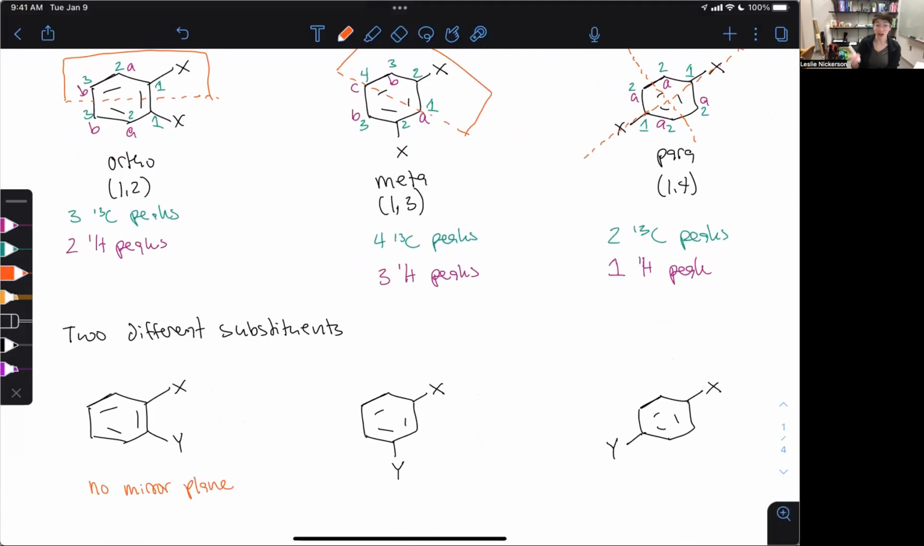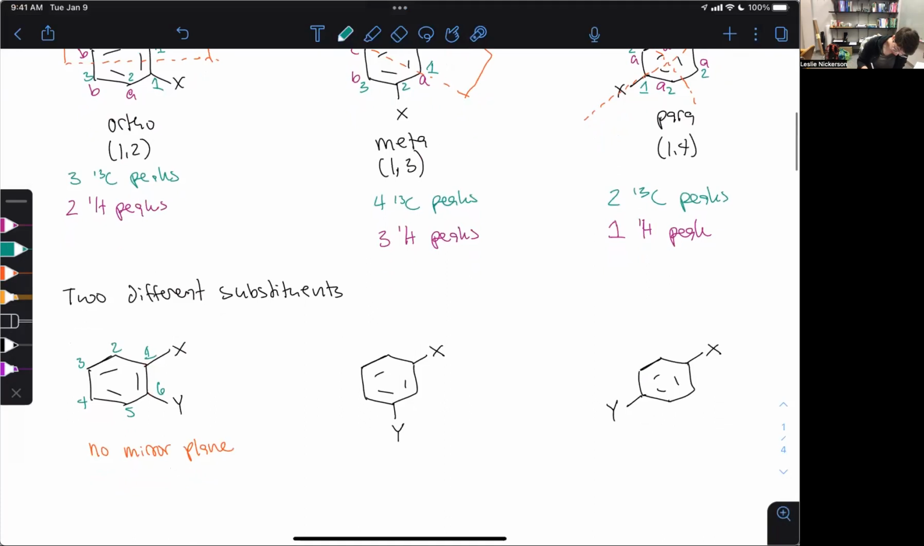Okay, so in that case, I have to count every single environment as different because this carbon is closer to the X, this carbon is closer to the Y. Those are 2 different things, 2 different environments. So we're gonna have 1, 2, 3, 4, 5, 6 carbon peaks. And then for proton, we're gonna have 1, 2, 3, 4.